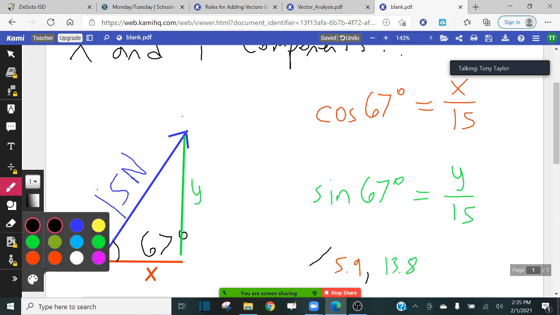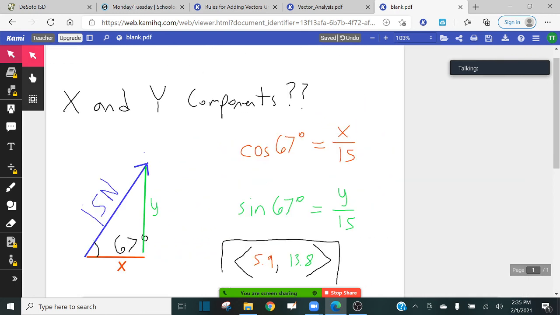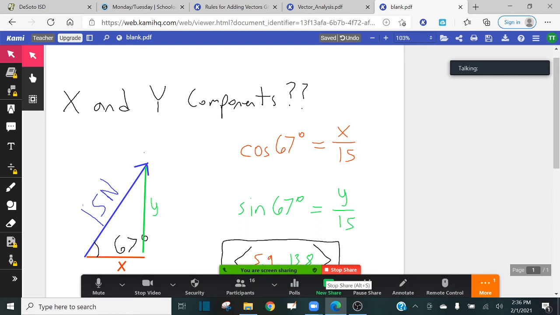Let me go ahead and bracket that. So guys, there you have it. That's my answer. I just found my x and y components using sine and cosine. Any questions? Do I need to work out another example of this, or y'all got this down? Y'all feel pretty good about the trig? Y'all good? Okay.